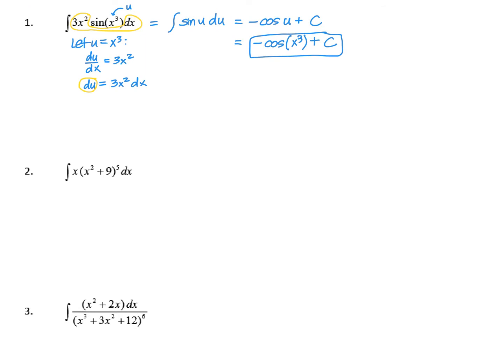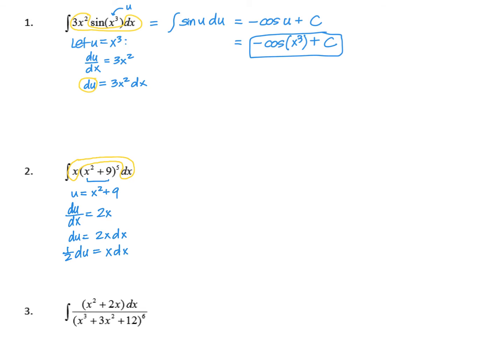Number 2, we have x times x squared plus 9 raised to the 5th. And so we think to ourselves, what would simplify this problem? Well, it would be much simpler if this was u to the 5th rather than x squared plus 9 to the 5th. If we take the derivative, du dx equals 2x, and then we're going to move the dx to the other side, and then we're also going to multiply both sides by 1/2, and so we have x dx. Look, this satisfies the other requirement, which is that x dx shows up elsewhere in our problem.